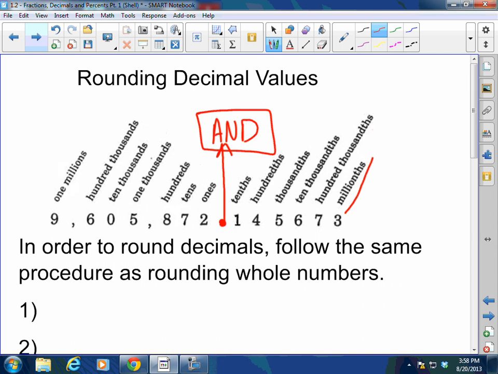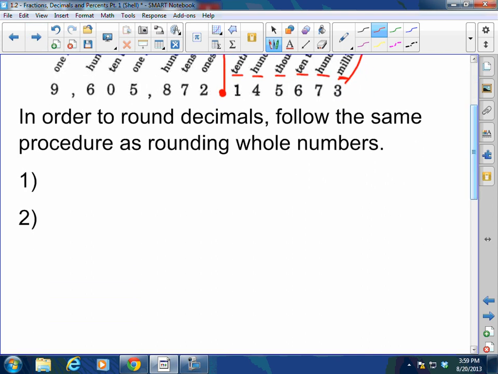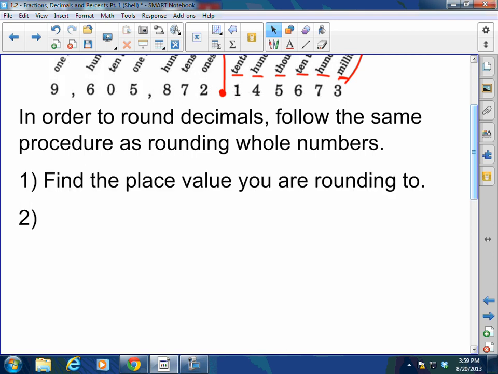Why did I give you these? I just wanted you to remember that you have the tenths place, it's the first decimal, hundredths, thousandths, 10,000ths, 100,000ths, millionths. All of the decimal place values end with a TH. Now, in order to round decimals, follow the same procedures as rounding whole numbers. 1. Find the place value you are rounding to.